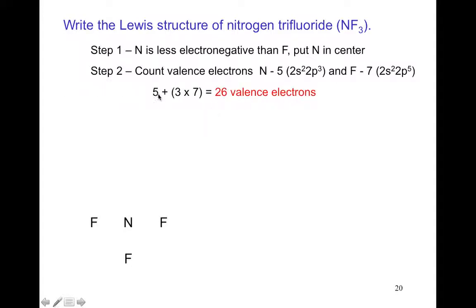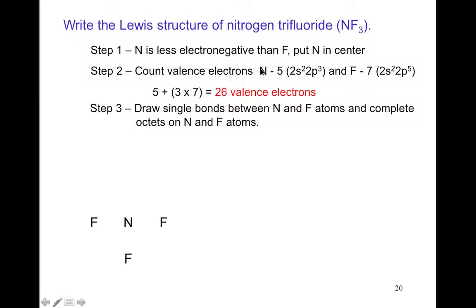So, if nitrogen has 5 valence electrons, then there's going to be 26 valence electrons total, because we've got 3 times 7 for the fluorines, plus 5 for the 1 nitrogen. So hopefully at the end of our process we get 26 valence electrons. Draw single bonds between nitrogen and the fluorine atoms and complete the octets on nitrogen and fluorine.